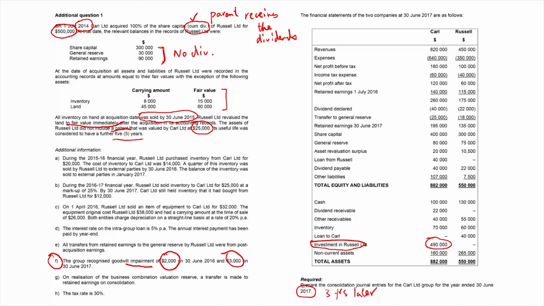So the key for you is to look at the period. Which one is the current year? Which one is the prior year? As you can see, 2017 is the current year. That means $3,000 will be the current year. And then you got 2016 of $2,000, which means that you got 2,000 from the prior year.